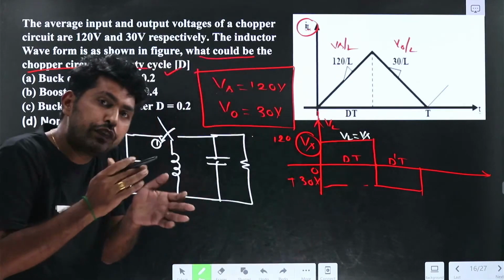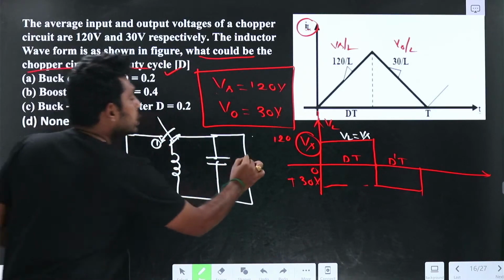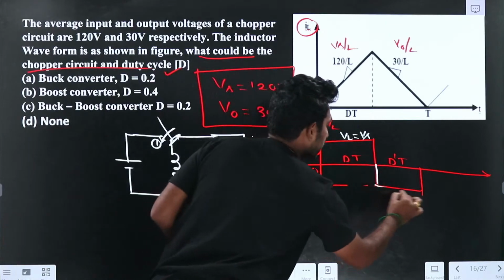For example, if I move the switch to the different position, what is the VL here? VL equal to minus V0. So VL equal to minus V0.